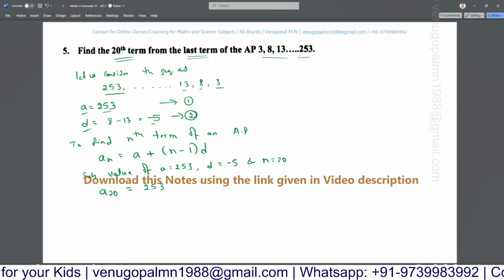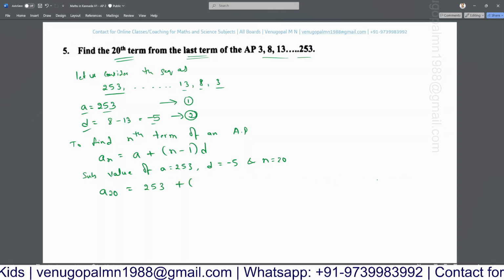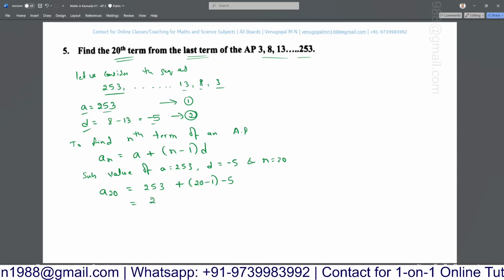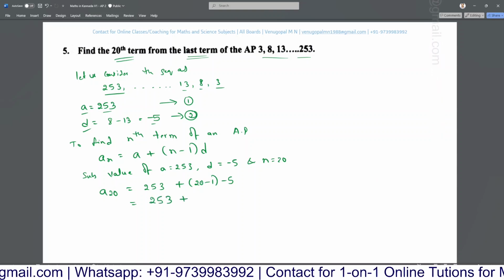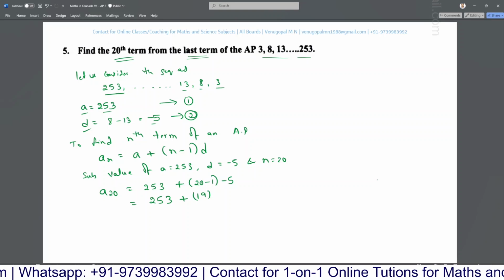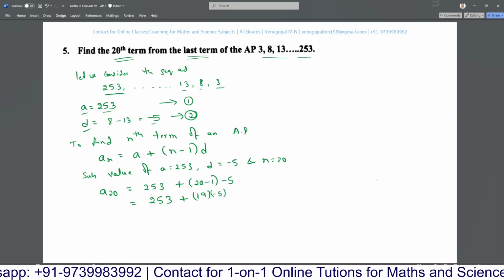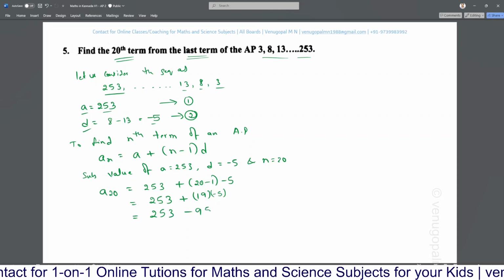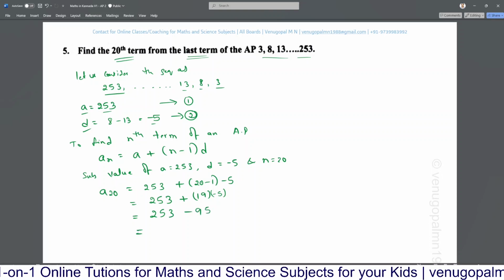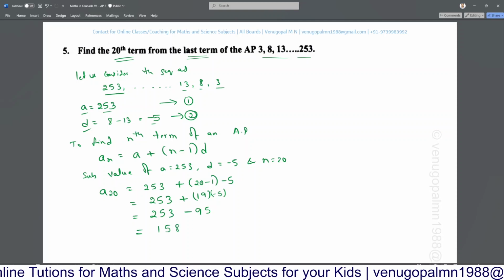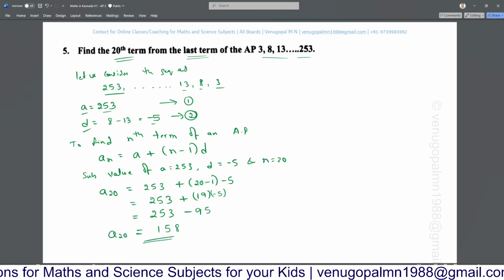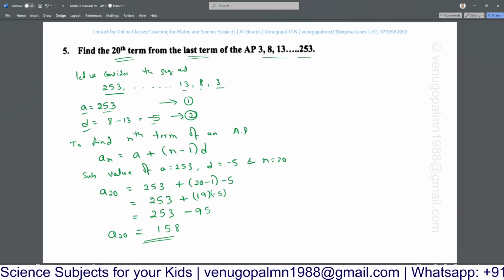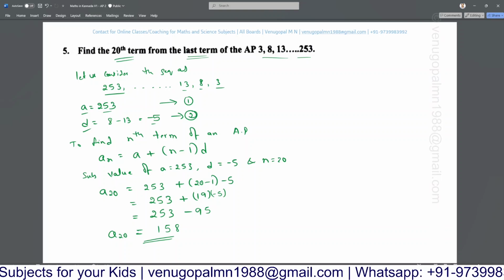253 plus 20 minus 1 into D is what? Minus 5. So again 253 plus 19 into minus 5. Correct. It should be 253 minus 95. You do the simple subtraction. The final result which will give us is 158. The 20th term, the answer is A of 20. The 20th term from the last term is 158.